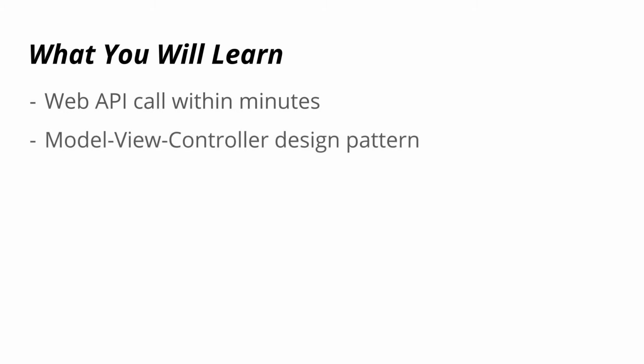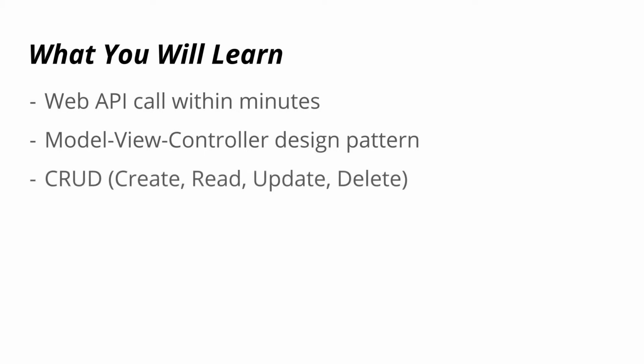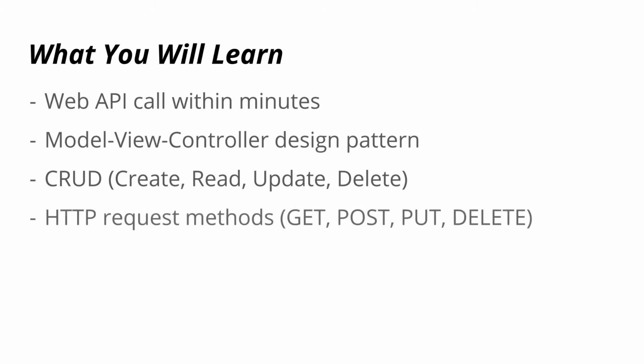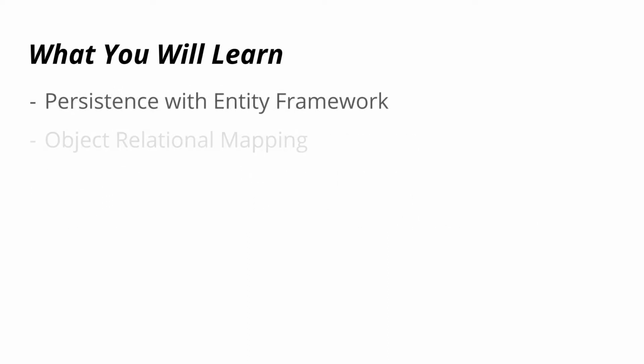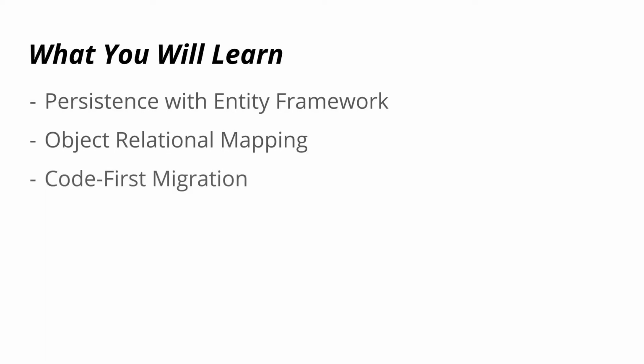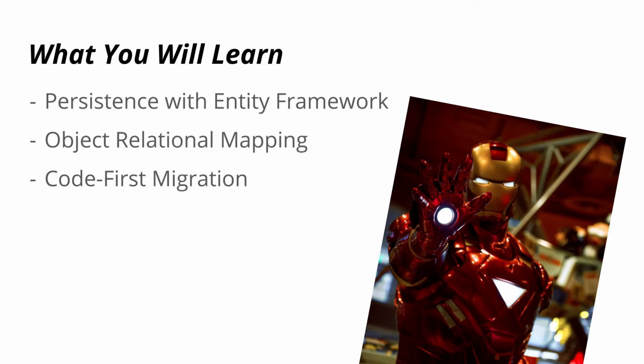A few minutes into the course, you will already make your first Web API call. After that, you create your own model and controller to make use of the model view controller pattern and implement all CRUD operations, meaning create, read, update, and delete, with the corresponding HTTP methods GET, POST, PUT, and DELETE. Then you will make your data persistent with the help of the Object Relational Mapper Entity Framework and Code First Migration. With all that knowledge, you are ready to conquer any .NET 5 backend application.